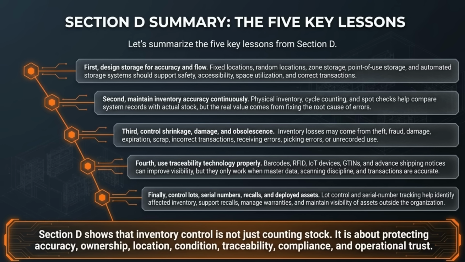Finally, control lots, serial numbers, recalls, and deployed assets. Lot control and serial number tracking help identify affected inventory, support recalls, manage warranties, and maintain visibility of assets outside the organization. Section D shows that inventory control is not just counting stock. It's about protecting accuracy, ownership, location, condition, traceability, compliance, and operational trust.